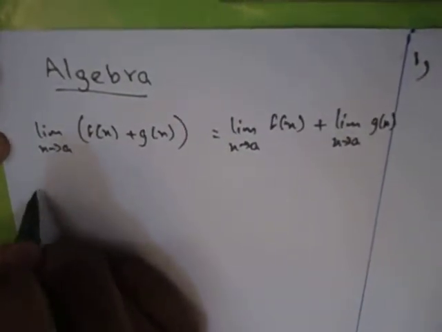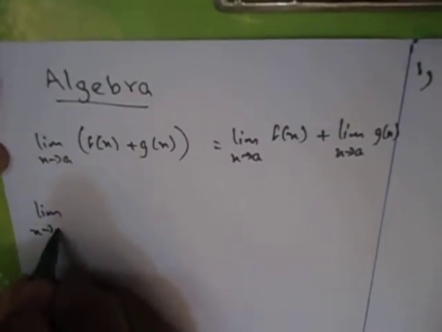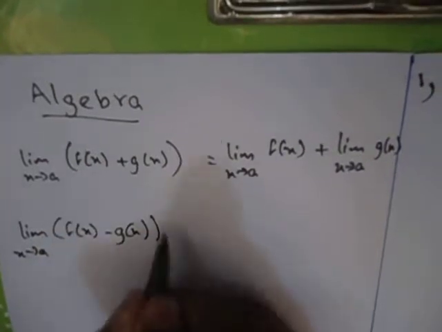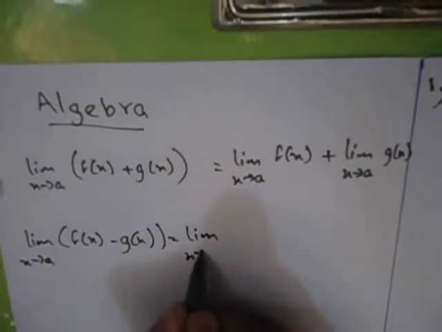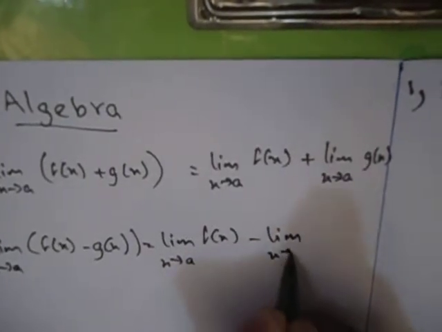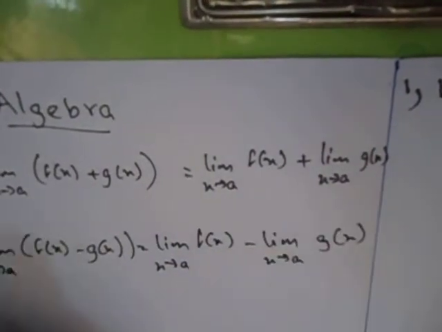Same thing applies for minus. We get limit x tends to a, f of x minus g of x is equal to limit x tends to a f of x minus limit x tends to a g of x.